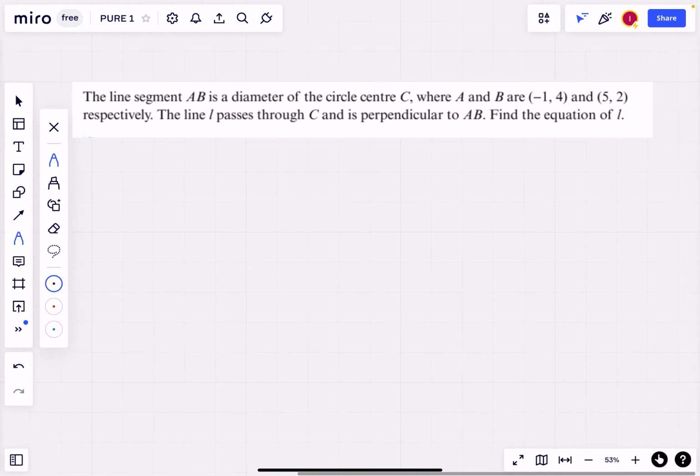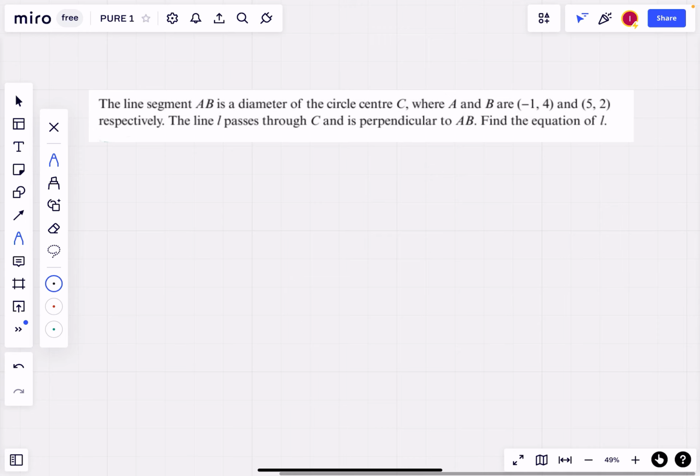So, that question. If you think you can do it, pause the video, give it a shot. If not, that's fine. I will go through it with you. It says the line segment AB is a diameter of the circle center C, where A and B are minus 1, 4 and 5, 2 respectively. The line L passes through C and is perpendicular to AB. Find the equation of L.